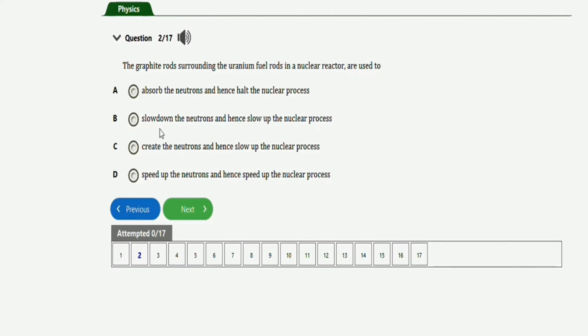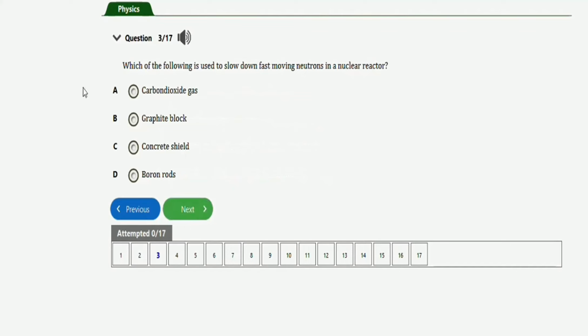Okay, the next repeated question will be this one. It says, which of the following is used to slow down fast moving neutrons in a nuclear reactor? We have carbon dioxide gas, graphite block, concrete shield, boron rods. So the right option to this question is option B, which is graphite block.